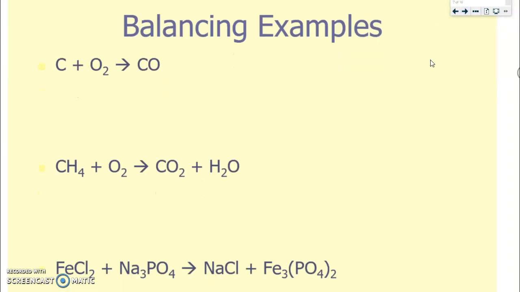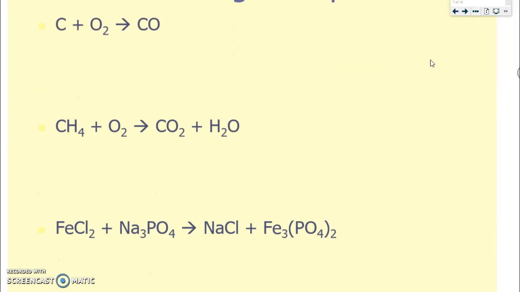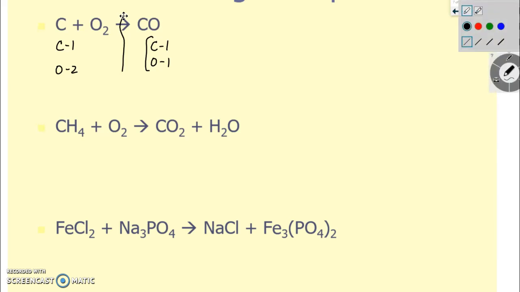So following my method that I described on the previous slide, I'm going to draw a line. I'm going to count up my atoms. I like to put a bracket around my compounds to remind myself that what I do to one, I have to do to the other. And then I just start balancing. So I have one carbon, so I appear to be good. But I have two O's on one side and one on the other. So I need to multiply by 2.